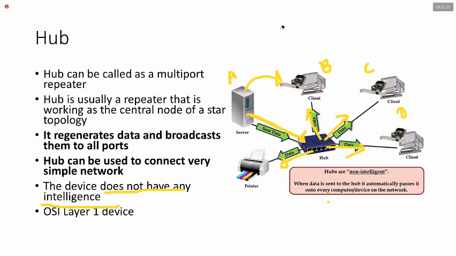Right. So let's say C is trying to send some data to D, right? So that is the requirement. So C is sending this data. And at the same time, this A message is also coming to C, right? So what will happen here?